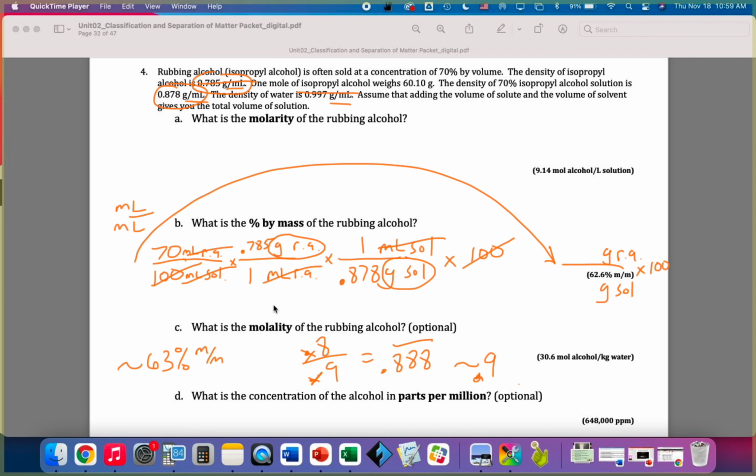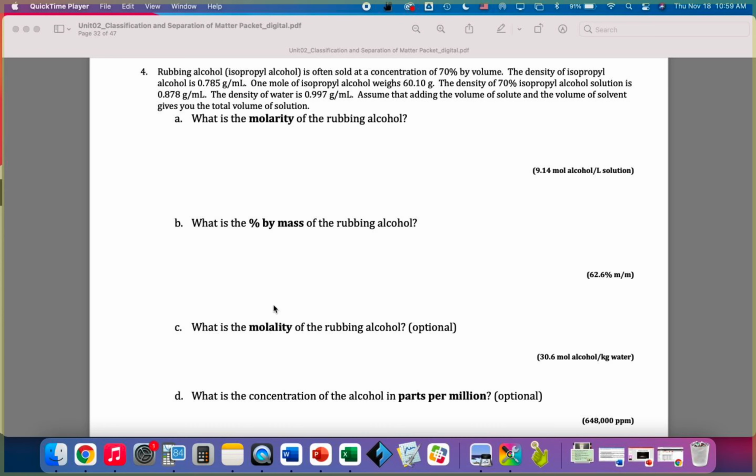All right, let's take a look at the optional one now, the molality. So again, I think it's always helpful to write the definition. At the end of this problem, we better have moles of our isopropyl alcohol, and we're going to divide by, in this case, the kilograms of the solvent, which is water.